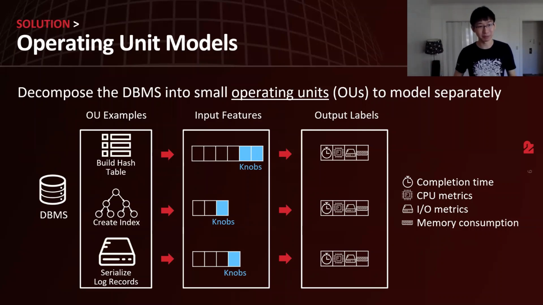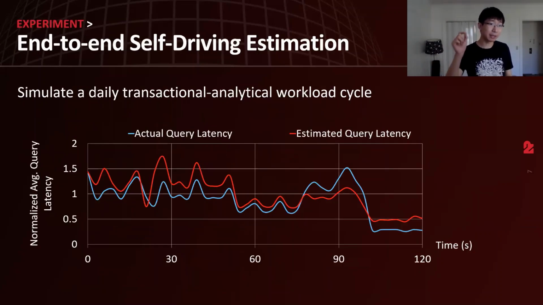Now, I just want to demonstrate MB2's predictive power by estimating the query latency changes when the NoisePage DBMS applies self-driving actions. We simulate a daily transactional-analytical workload cycle alternating between TPC-C and TPC-H. We assume the workload forecasts and the candidate actions are given in this experiment. We first start the TPC-C workload, followed by the TPC-H workload. And we can see that during this stage, the query latency for both workloads is relatively high.